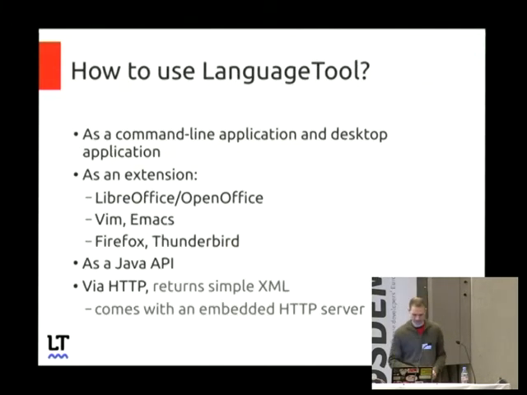So as a user, how to use LanguageTool, you can use it either as a command line application or on the desktop. We have also several extensions for LibreOffice and OpenOffice, Vim and Emacs, and Firefox and Thunderbird, and even a few more. If you're from the Java world, you can directly use our API. And if you're using some other language, then you might use our embedded HTTP server. We also have an HTTPS server, which returns some very simple XML, which you can then parse to see the errors in your text.